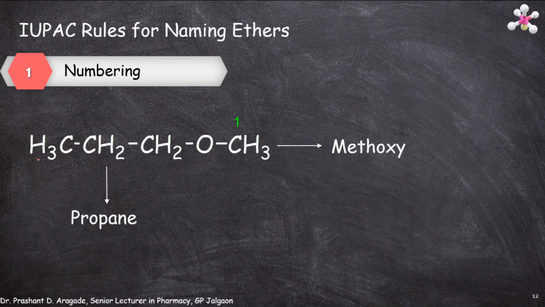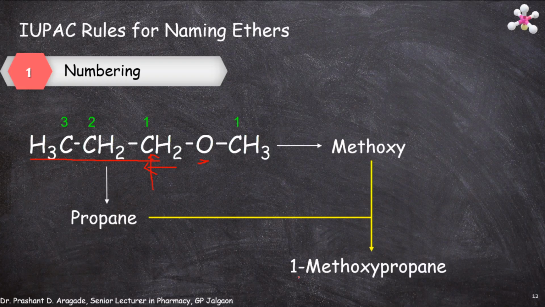Then give the numbering to this alkyl group separately. So numbering started from right to left as on this carbon atom oxygen is attached. And then you have to mention the position number of this carbon atom where the oxygen is attached and give the name of this compound as 1-methoxypropane.